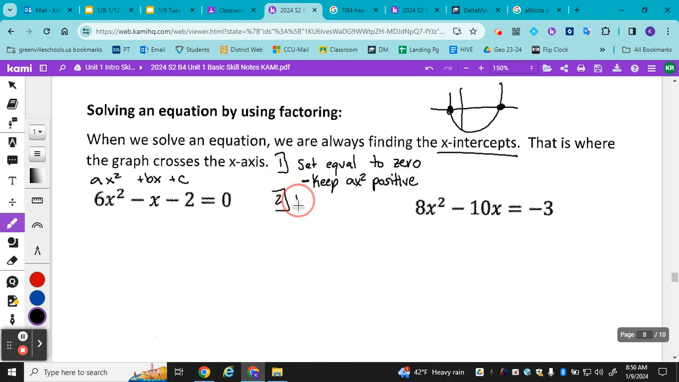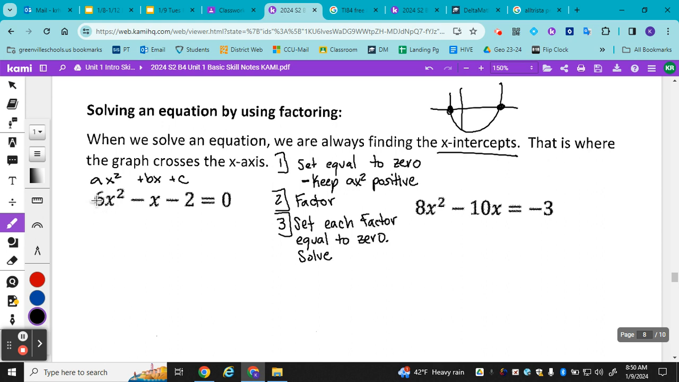Step 2, factor. The whole page ahead of this was how to factor. So step 2 is using the whole page ahead of you to factor. And then we're going to set each factor equal to 0. And solve.